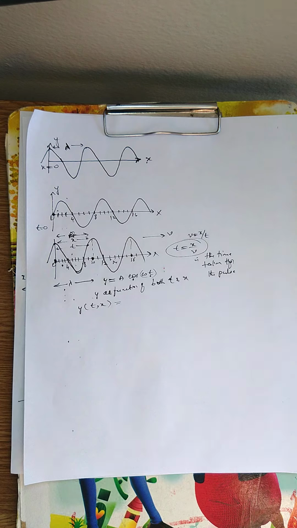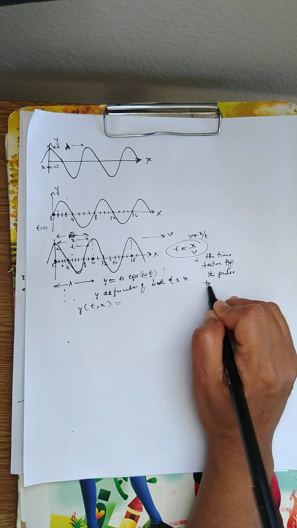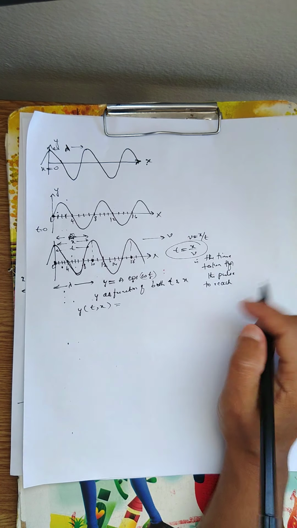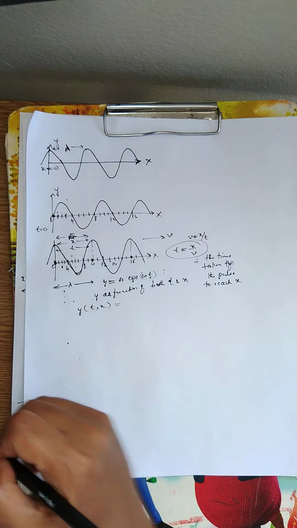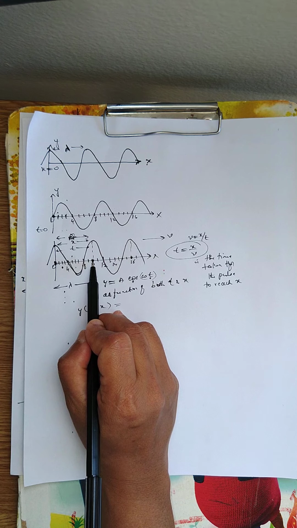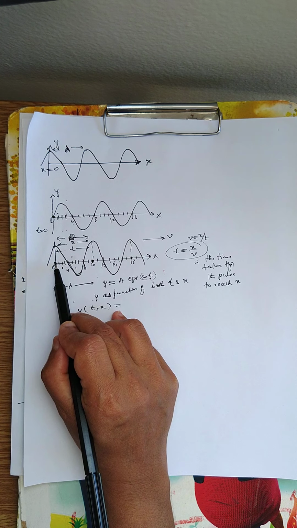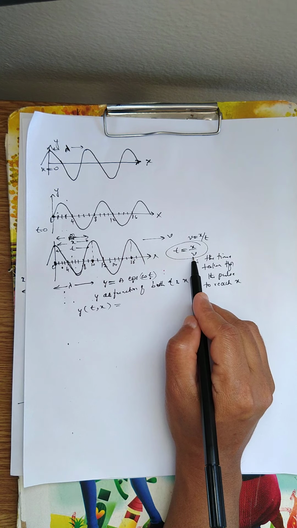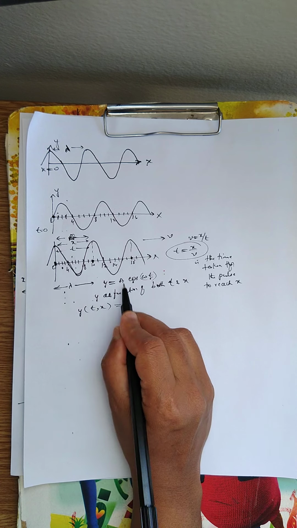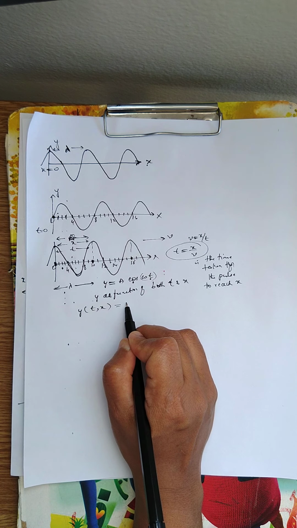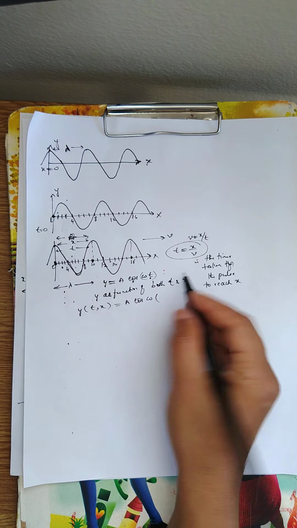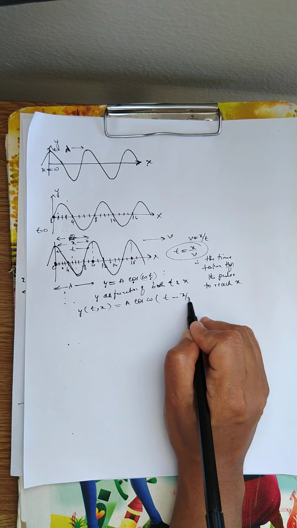I know, pretend. The time taken for the pulse to reach x. So the displacement of this particle is same as the displacement of the 0th particle. How many seconds earlier? x by v seconds earlier. Therefore, the displacement of the particle at this position is a cos of omega into, in place of time t, t minus x by v.